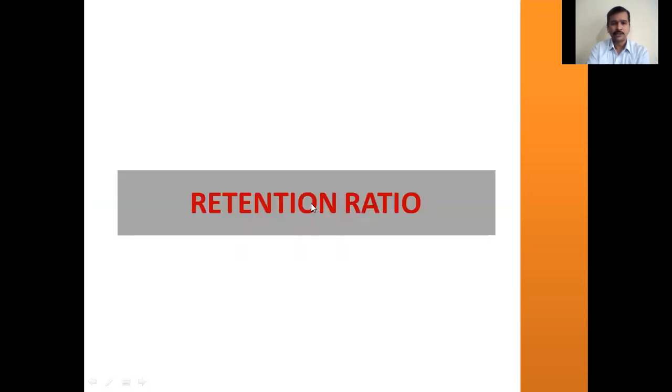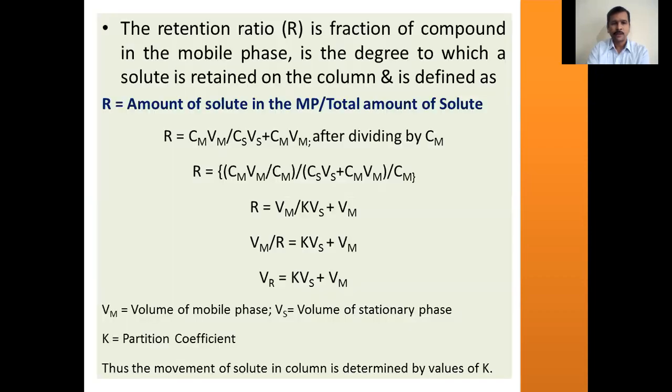Next factor is retention ratio. This is also a solute characteristic. So what is retention ratio? Retention ratio is simply the fraction of compound in the mobile phase which is going to be retained, right? So it is the degree to which the solute is retained in the column. What fraction of the compound, out of the overall amount, is retained by the stationary phase is the retention ratio, or it is the degree to which the solute is retained in the column.